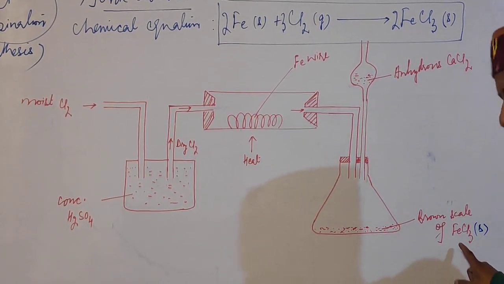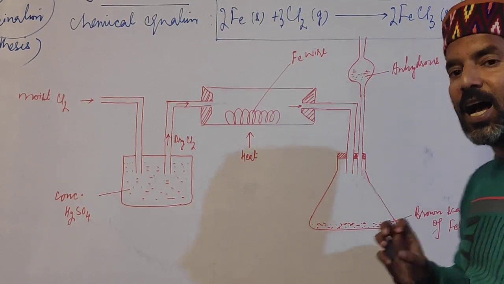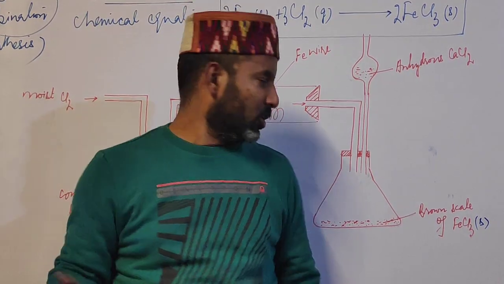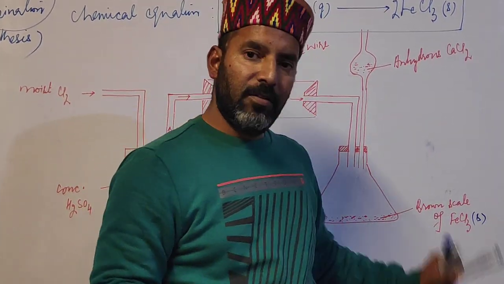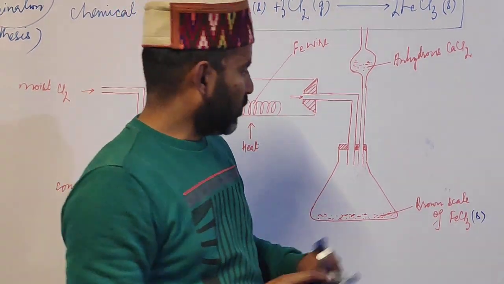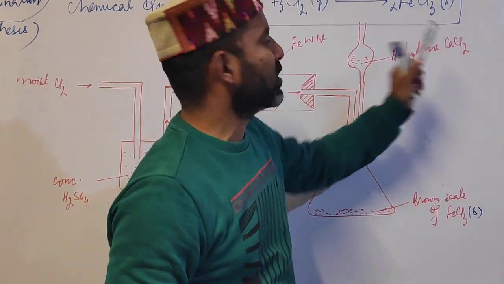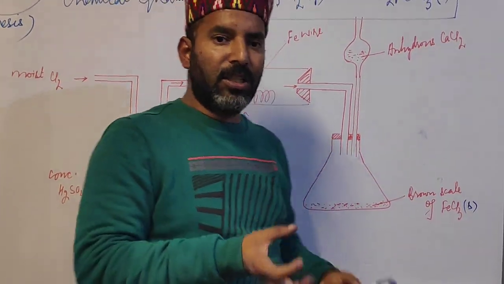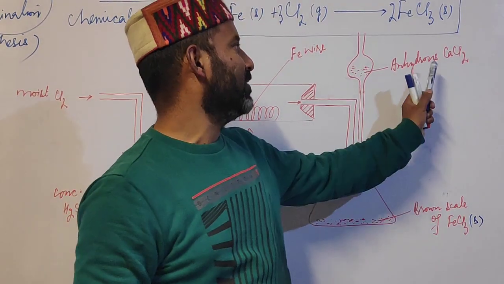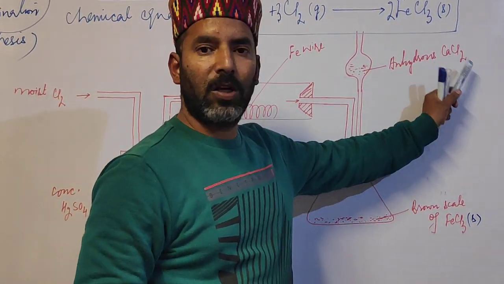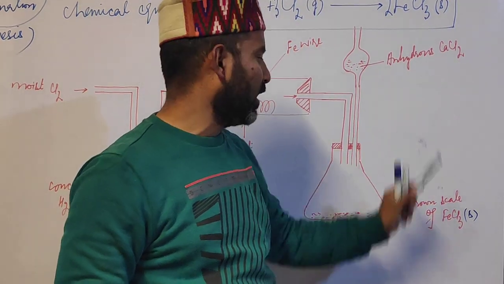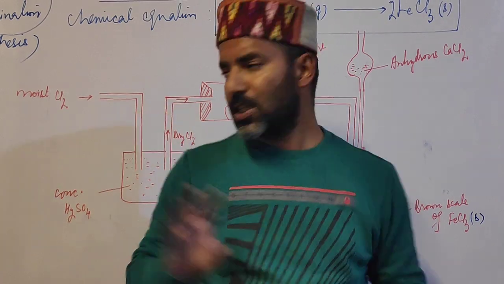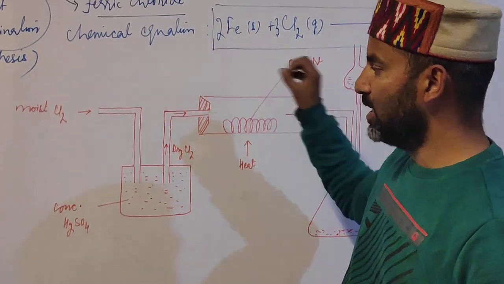But students, this ferric chloride is a highly deliquescent substance, which means it can absorb moisture from the air. So in order to keep this ferric chloride dry, the tube is also attached with anhydrous calcium chloride. Why? Because anhydrous calcium chloride is a powerful drying agent. So all the moisture will be absorbed by the anhydrous calcium chloride, and therefore ferric chloride remains perfectly dry. So this is how we prepare ferric chloride in lab.